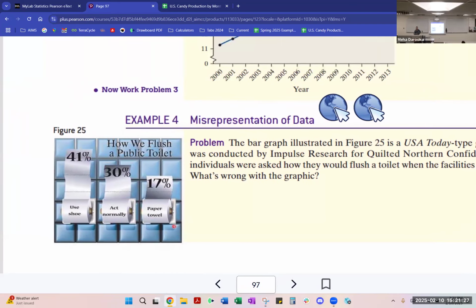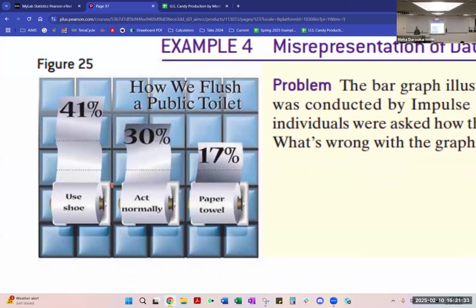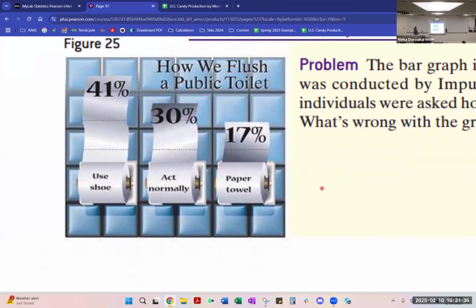What's wrong with the graphic here? I don't know if you guys can see the writing. There we go. So how do we flush a public toilet? Do we use our shoe? So, you kick it or whatever. Act normally, I guess, use your hand, or would you use a paper towel to, I guess, make the flushing happen? Act normally? Depends, yeah. I was gonna say depends. So what's wrong with this graph? What's misleading or incorrect?